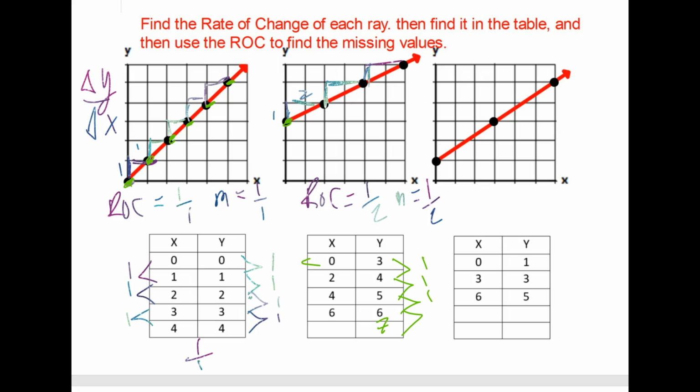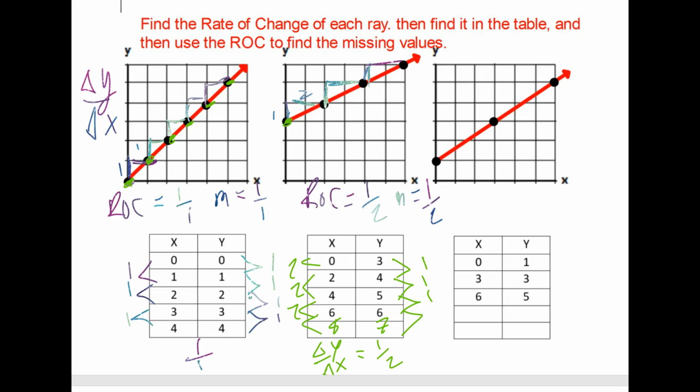How does 0 become 2? Adding 2. How does 2 become 4? Adding 2. How does 4 become 6? Adding 2. So 6 becomes 8. So we should have 8, 7 as the next ordered pair. So what's my slope, or my rate of change? It should be the change in y over the change in x, and that is going to give me 1 over 2.